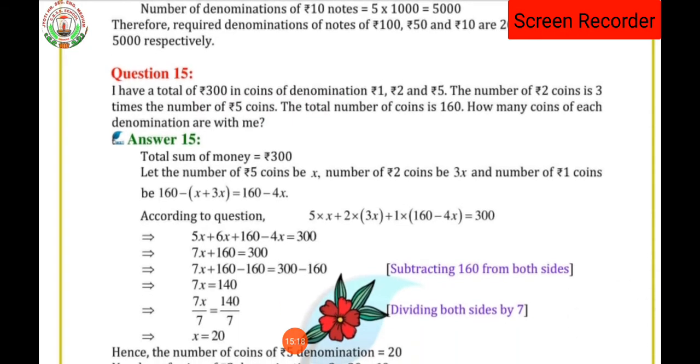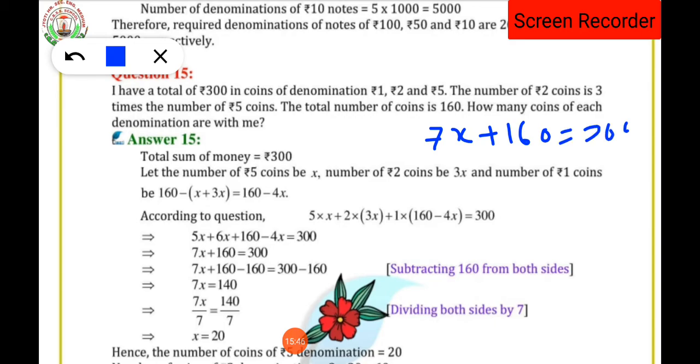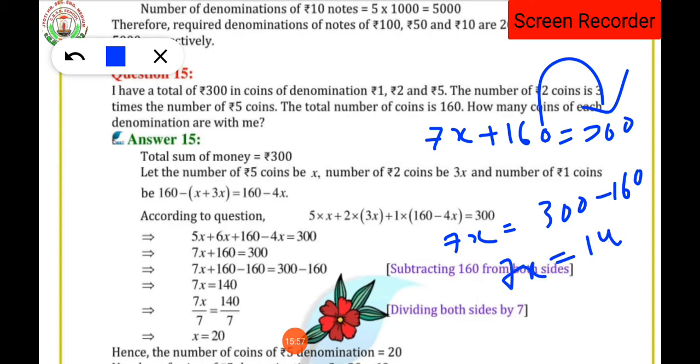So here 5x and 6x. 5x plus 6x will become 11x, hasn't it? Now this 11x will be subtracted with 4x. So 11 minus 4 will be 7x. As 11 is greater, its sign will be plus. So we will get the equation 7x plus 160 is equal to 300. Now this 160 will be transposed and subtracted from 300. So 300 minus 160, so 7x is equal to 140 we will get.